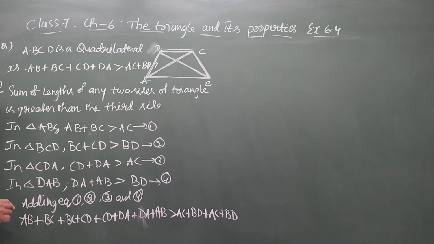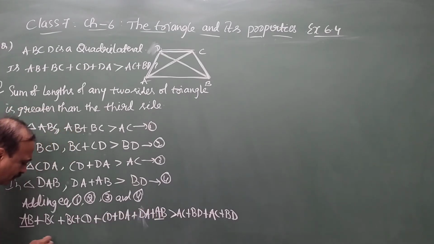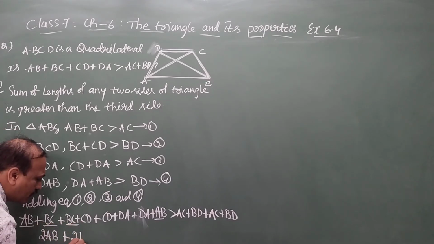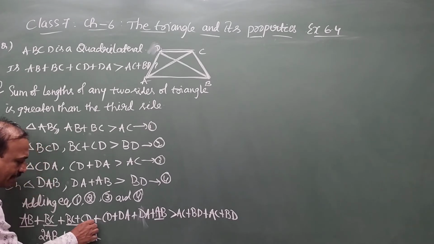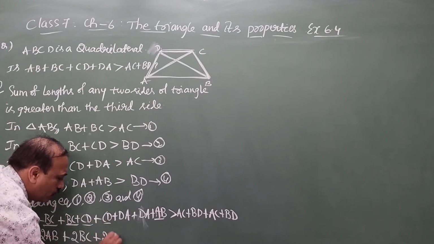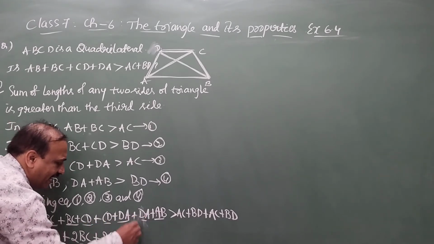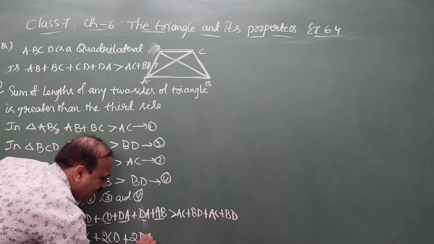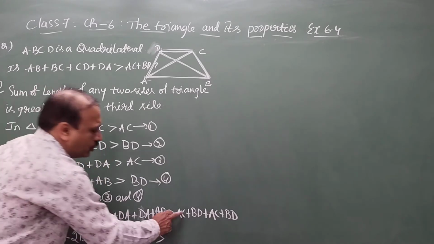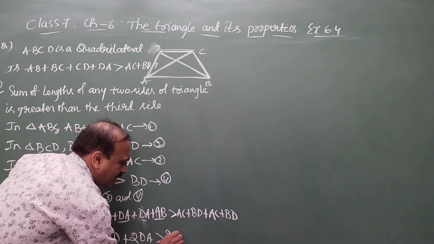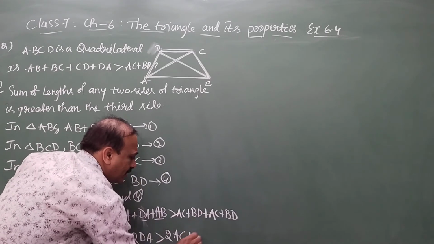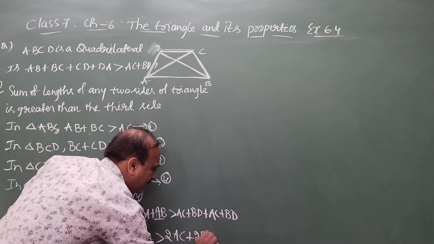Now you see, in all the places, on the left hand side you see AB, AB, so 2 times AB plus. Similarly BC, BC, so 2 times BC plus. Similarly CD, CD, 2 times CD. Similarly DA, 2 times DA. Greater than 2 times AC plus 2 times BD.